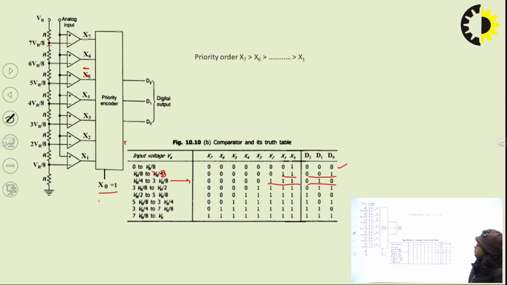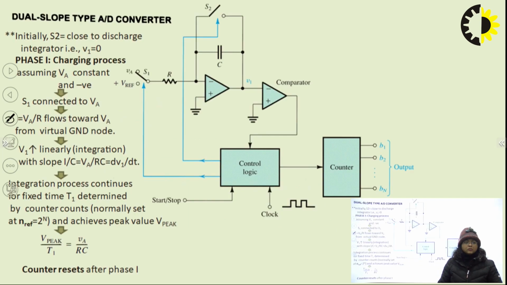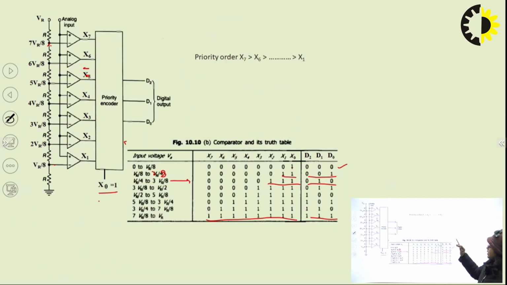And similarly, if the input is greater than 7 VR by 8, then x7 is also 1 and 7 is encoded as output, that is 111. So this is a very simple circuit with priority x7 as highest and x1 as lowest, and it directly converts the analog input to binary output. So it is the fastest circuit, but the cost and complexity of this hardware is quite high for larger input voltage.